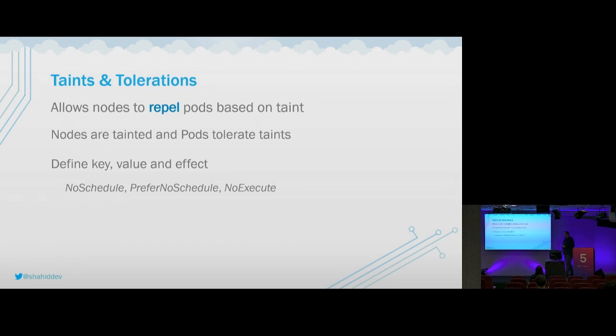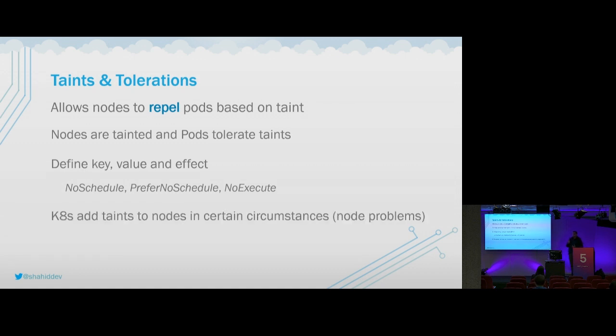When you define a taint and toleration, there are three elements to it. So we have a key and a value, similar to the labels. And then we have the third option, which is the effect. So we have a choice of NoSchedule, which as the name suggests, don't schedule the pod. PreferNoSchedule, again, obviously a softer requirement. And then NoExecute. So this time the NoExecute will actually evict pods which don't tolerate the taint on a node.